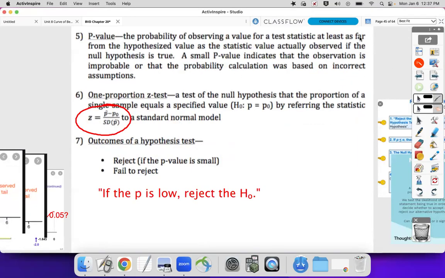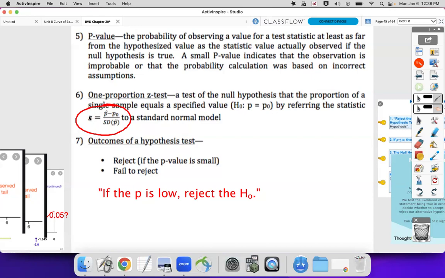And your p-value, which is really important in statistics, is the probability of observing a value for a test statistic at least as far from the hypothesized value as the statistic value actually observed, if the null is true. So in other words, when you get a really small p-value, it means that you have an improbable null hypothesis. So we would probably reject the null. What we like to say is if the P is low, reject the H0. And at this point, everybody's giggling, but we will learn that when you have a very small p-value, you're going to reject the null hypothesis.